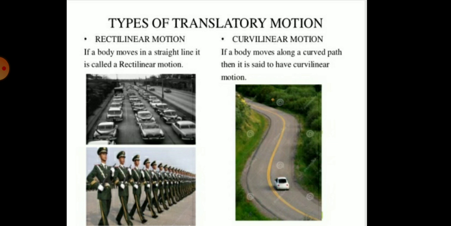So, children, the second type of translatory motion is curvilinear motion. It means when a body moves along a curved line, the motion described by the body is called curvilinear motion. If a body moves along a curved path, then it is said to have curvilinear motion. Examples are a ball thrown upward at an angle, and a car or a train moving along a curved road or track, as you can see in this diagram.